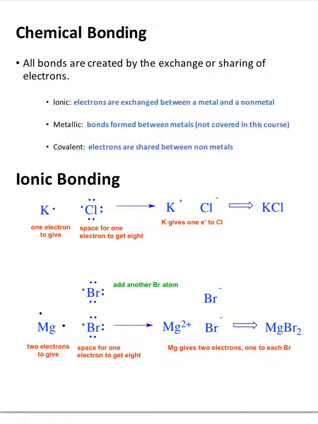And if you think about the way we talked about in class on Wednesday, where you take the charges and balance them, if magnesium has a 2 plus charge and Br has a minus charge, then it makes sense that when they come together to form a compound, they come together in a ratio of 1 to 2, or MgBr2.